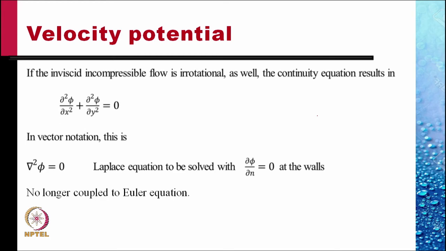If the inviscid incompressible flow is irrotational, the continuity equation above results in del square phi by del x square plus del square phi by del y square is equal to 0. This is obtained by substituting del phi by del x for u and del phi by del y for the velocity component v. In vector notation, this becomes del square phi, the Laplacian of phi, is equal to 0.